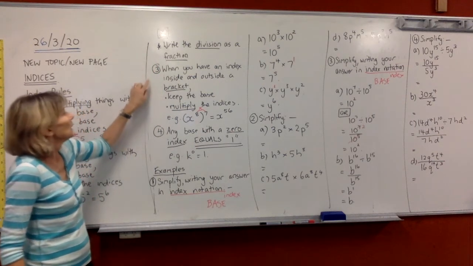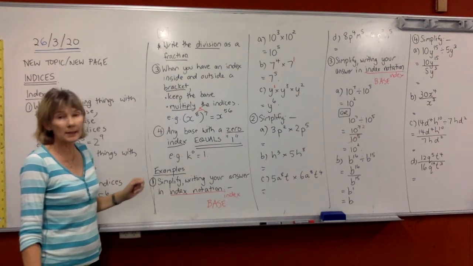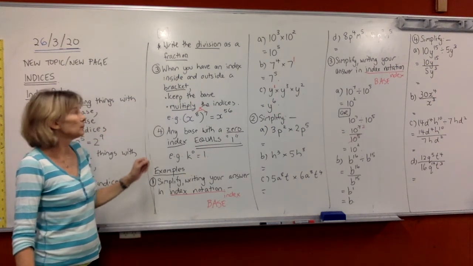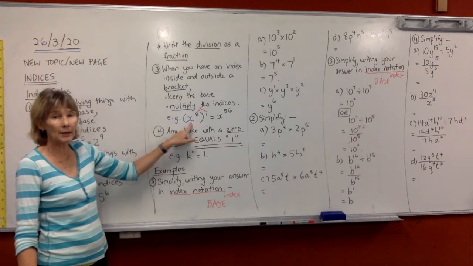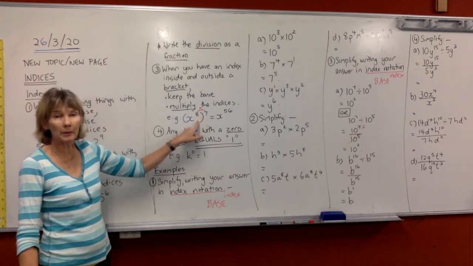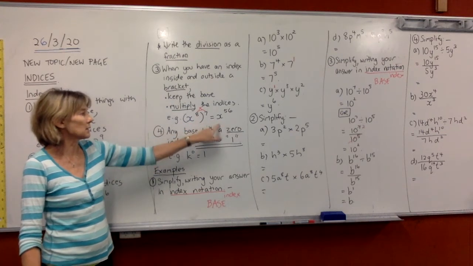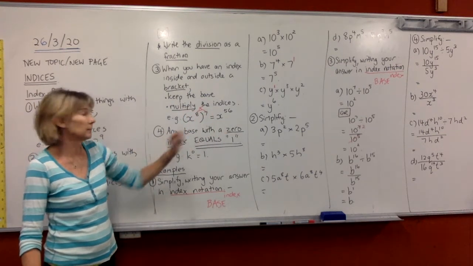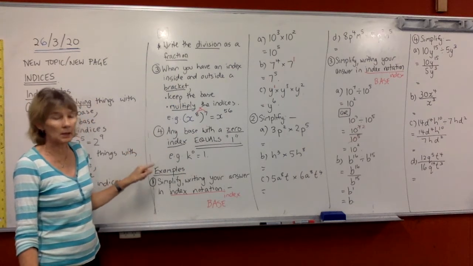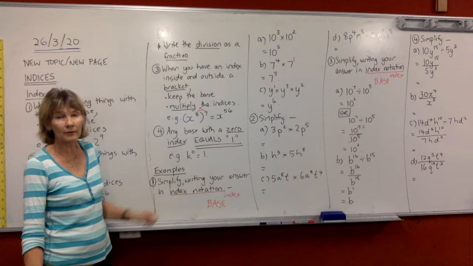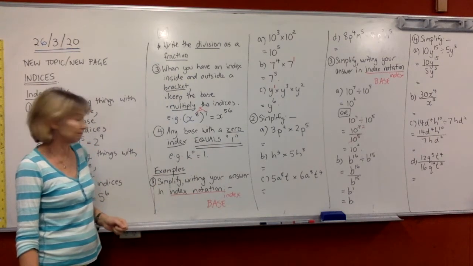Number 3 is when you have an index inside and outside a bracket, you keep your base and multiply your indices. So if it looks like this, there's an index inside and outside a bracket, keep the base of x and multiply those indices together. And the fourth one is any base with a 0 index equals 1. So if you have k to the power of 0, it equals 1.